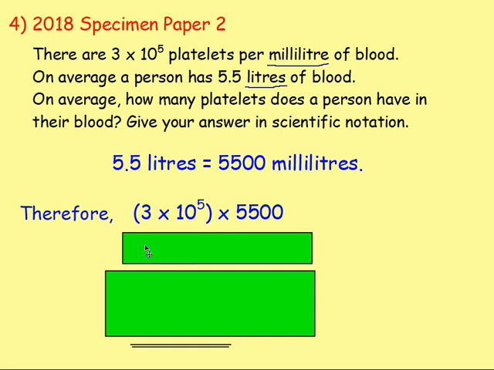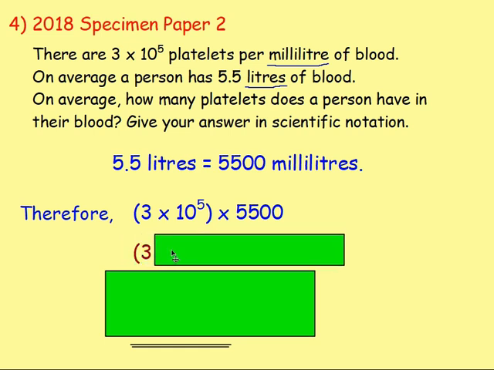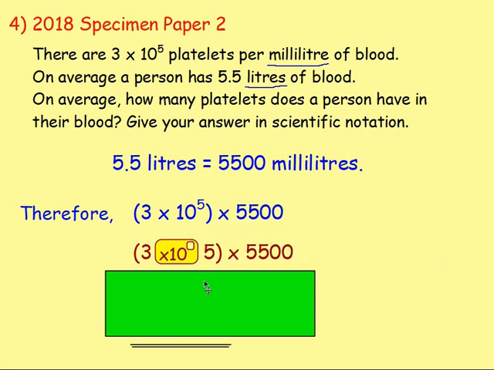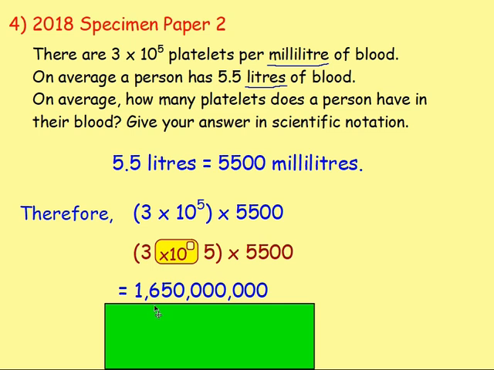To put that into your calculator, it's 3 times 10 to the power of button, and then 5. You may need brackets around there, you may not, depending on your calculator, but you then times that by the 5,500. If you type that into your calculator, you end up with 1,650,000,000. Is that going to be your answer?